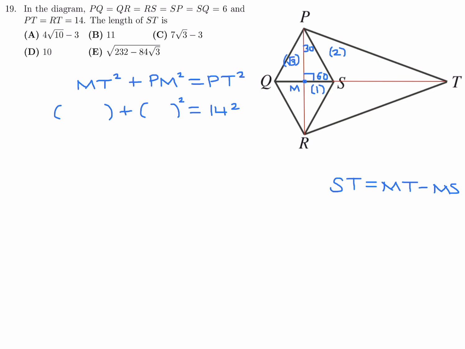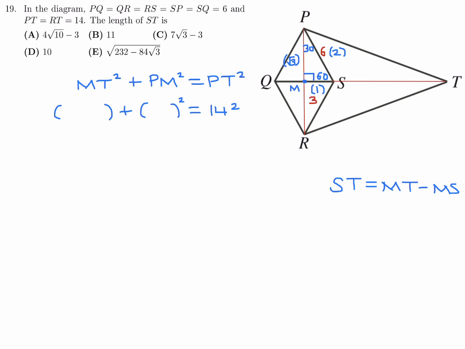So, do we know any of these sides? And the answer is yes. We know that PS is 6. So we have an actual numerical value for PS or SP, whichever way you want to call it. And then MS is just half of QS, and QS, or SQ, is also 6. So MS is just going to be 3 in terms of its actual value. So I think that's all we need.